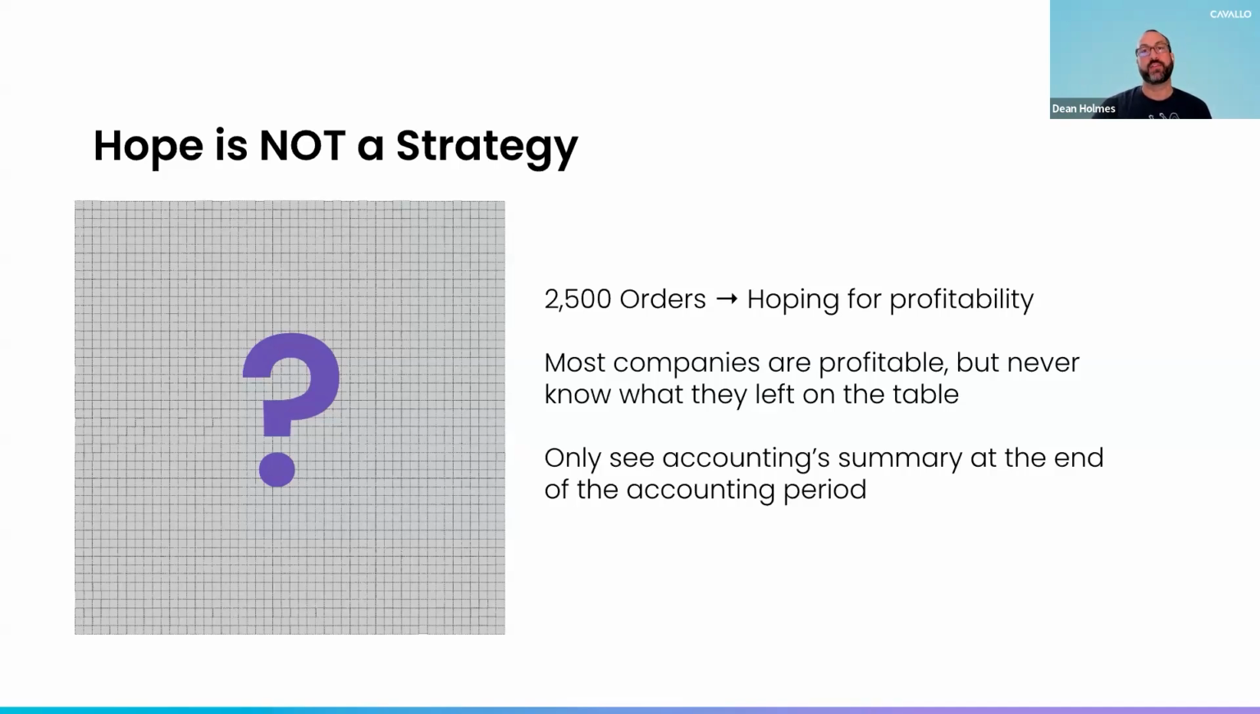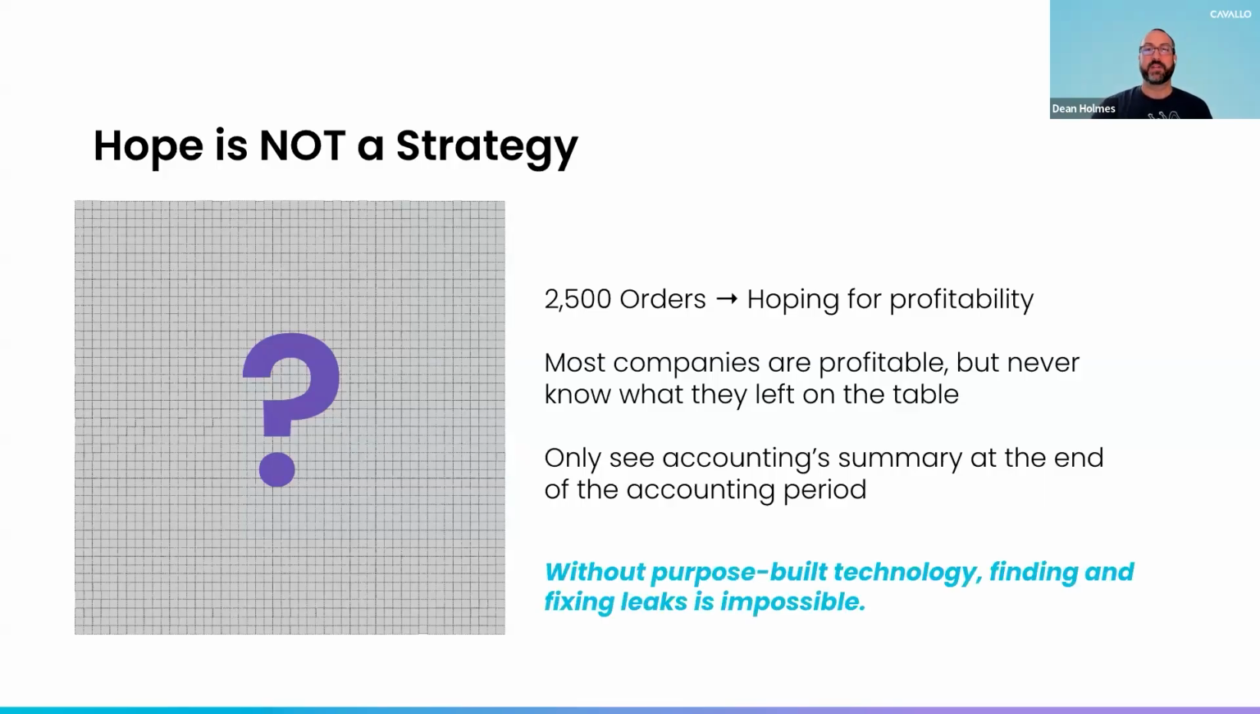Figuring that out requires digging through those 1.3 billion data points, and a spreadsheet's not really going to cut it. You need purpose-built technology to help you find and fix those leaks. And the technology requires data science, more specifically, profit science. With that, I'm going to hand things over to Nate to talk to you about the Cavallo science of profit and the value of margin variance analysis. Nate, over to you.